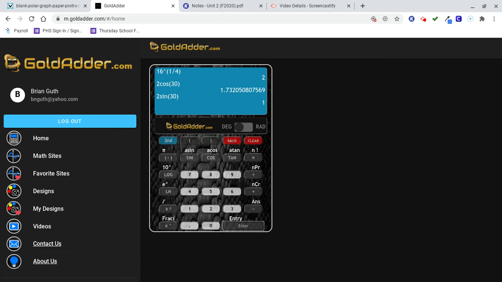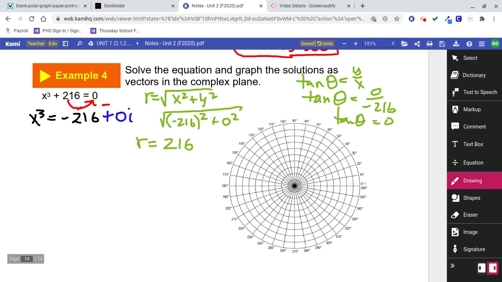Okay, so this one's kind of tricky, I suppose. You do an inverse tangent of 0, and you get 0. That 0 may or may not be the answer, okay? You have to think about generally what quadrant we're in or where we're at specifically.